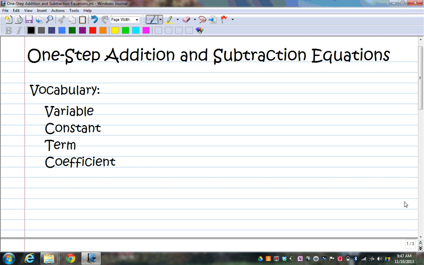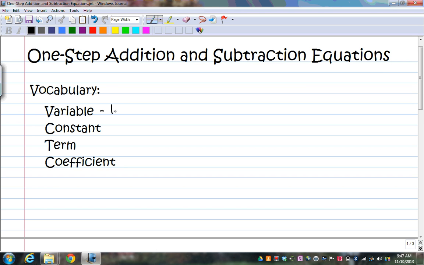Welcome to the wonderful world of equations. We're going to start with one-step addition and subtraction equations. Now, before we can go into this, I need to cover some vocabulary because I'm going to be using some words over and over and over, and you have to know what they mean in order to follow along with my directions. The first one is a variable.